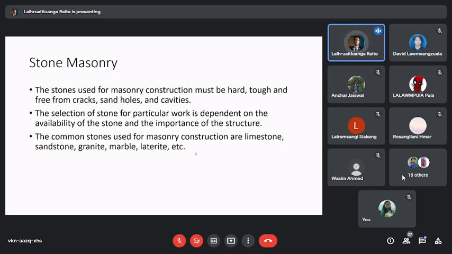The common stones used for masonry construction are limestone, sandstone, granite, marble, laterite, etc. Especially for the likes of granite and marble, especially here in this part, they are considered high class stones. Not just here, but here it is even more exquisite. So you often find its application mainly on the likes of countertops and floorings.